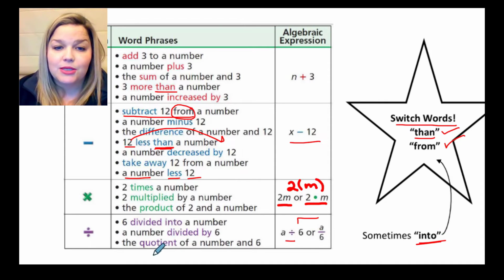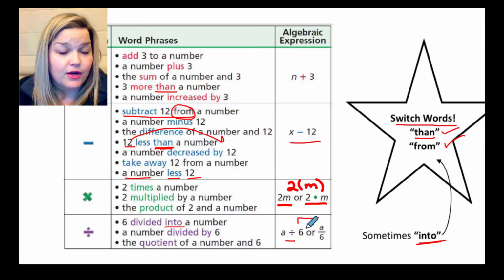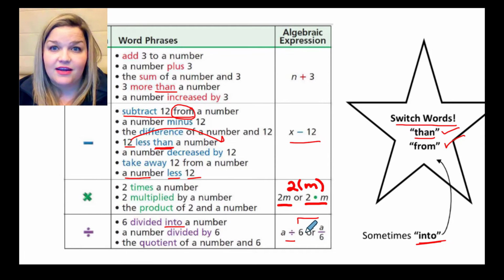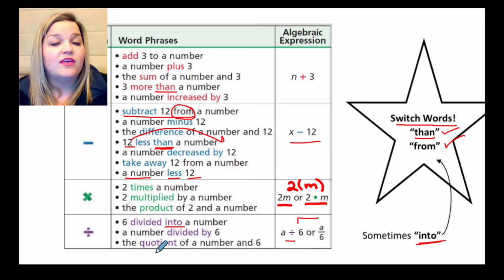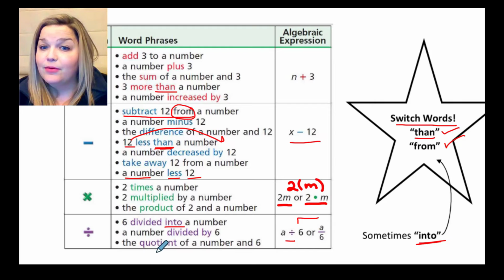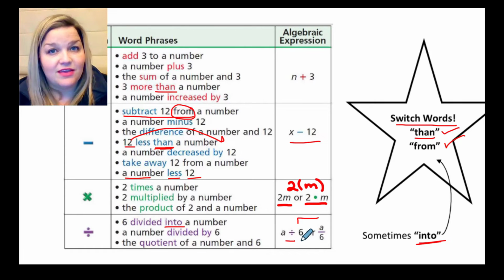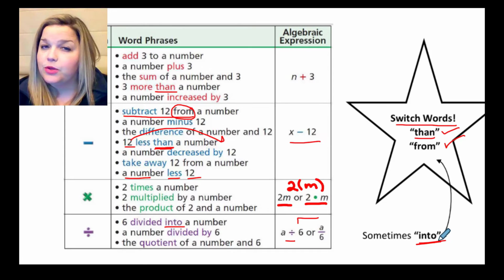So let's go down to division. If you see 6 divided into a number, if you're taking 6 and dividing it into the number, you're starting with the number and dividing by 6. Another way you could write this, where the word into would not be a switch word, would be a number divided into 6 pieces. So be careful with the word into. It can sometimes be a switch word, but you really need to read the phrase and think about it.